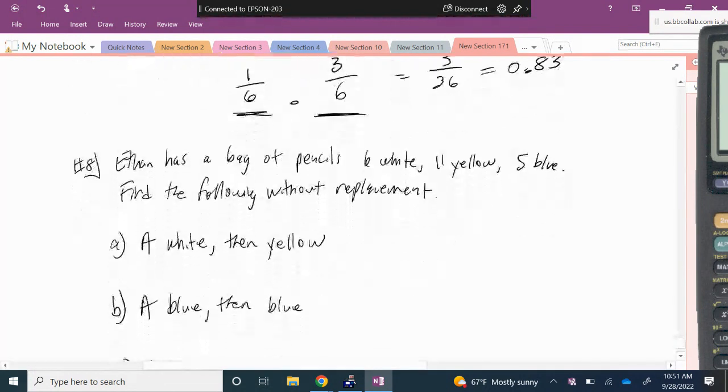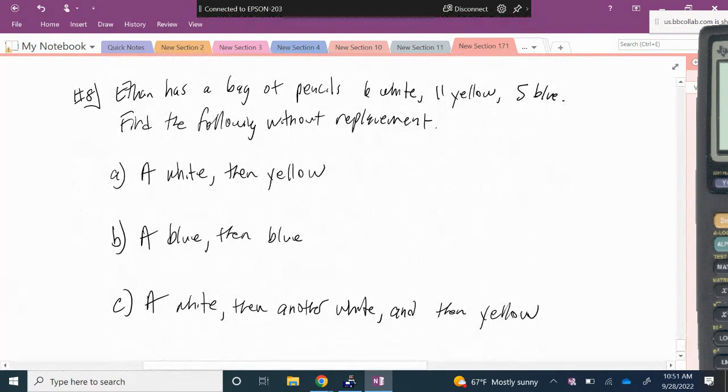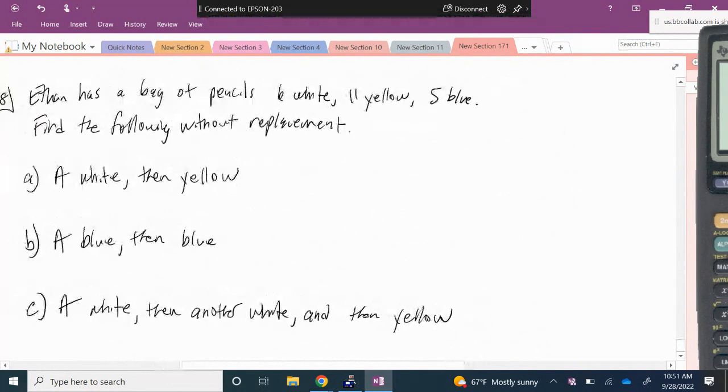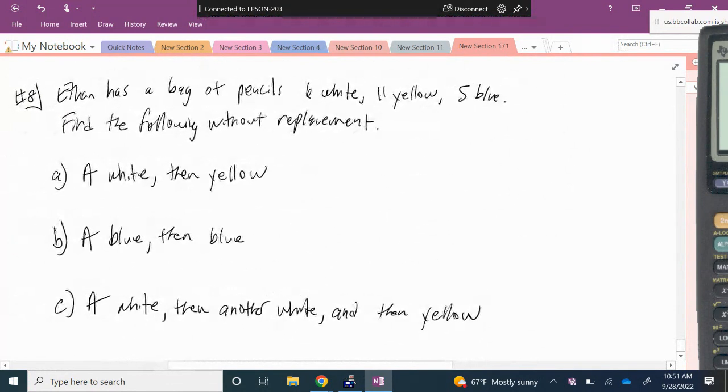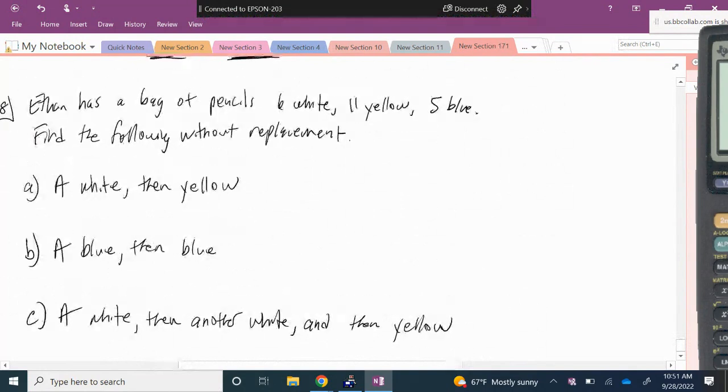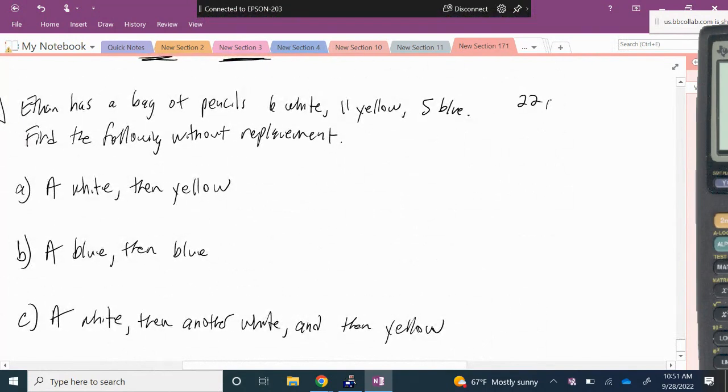All right, now number 8. And I've kind of reworded the direction some. It says Ethan has a bag of pencils. There are 6 white pencils, 11 yellow pencils, and 5 blue pencils. So that's going to give us a total of how many pencils? 22, right? So there are 22 pencils total to choose from.